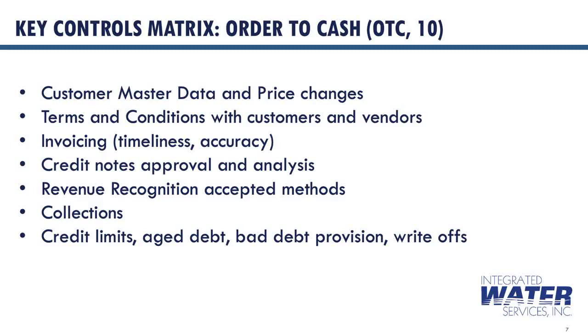The highlights are: only authorized employees can create new customers or alter customer details in the customer master data, or make any changes in the price master data. Before we do any work for a customer, we need to have a contract or other document, approved by our legal counsel, outlining the terms and conditions for the job or project. We need to invoice or send pay apps to our customers in a timely manner, and the invoices need to be accurate to ensure no revisions are needed. Credit notes should be rare, but when needed, they are approved as per the Delegation of Authority, and there is an analysis made to ensure lessons are learned, and the controls are enforced.